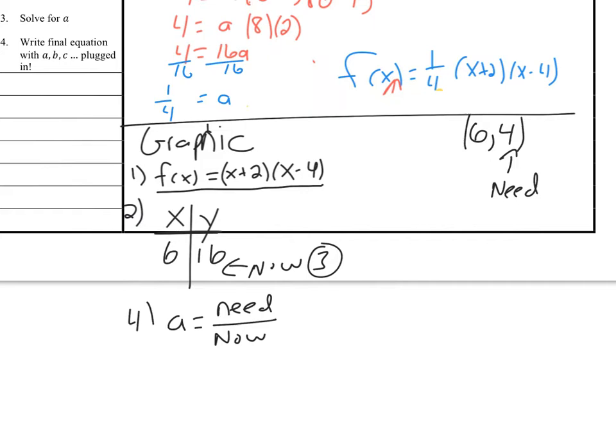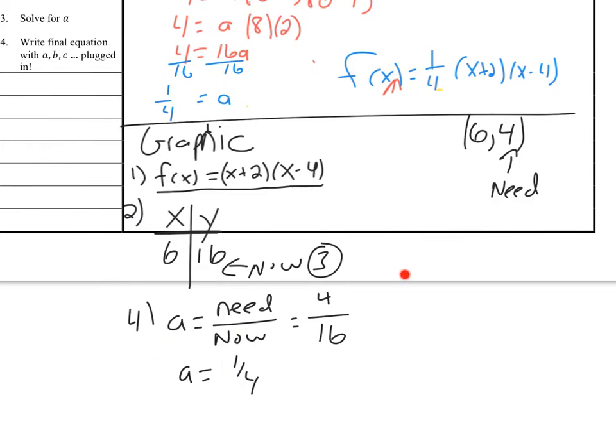So if you realize that you're messing up here, and you're just messing up the basic math up there, something screwing you up, you can solve it this way. So the need is going to be 4 over the now, which is 16. So that simplifies to 1/4. Notice the a value is exactly the same. a is 1/4, a is 1/4.